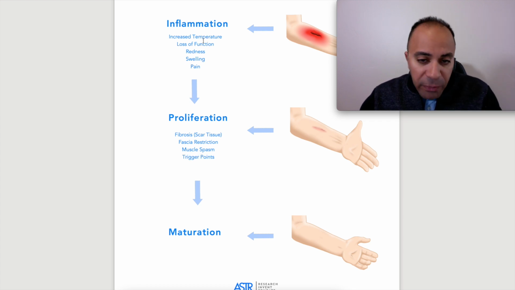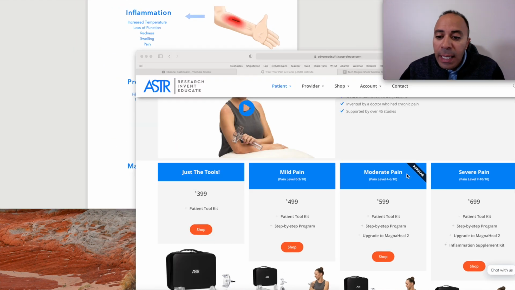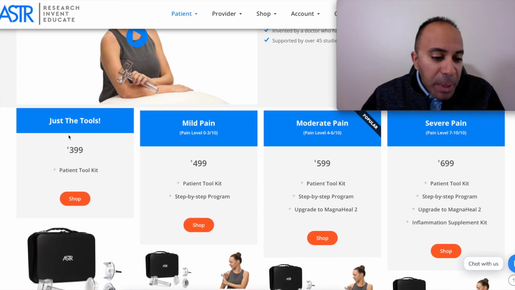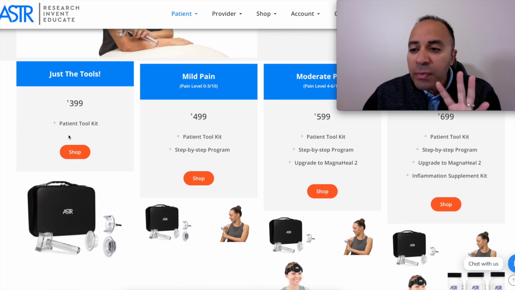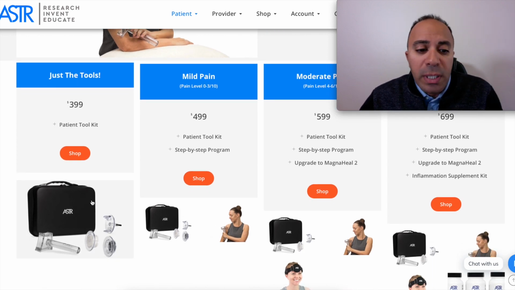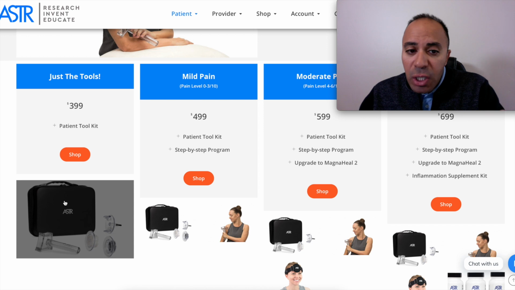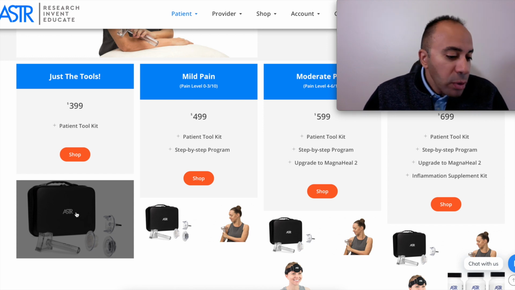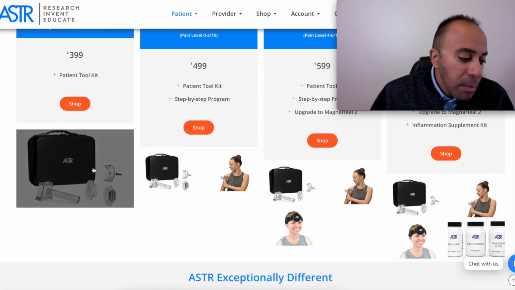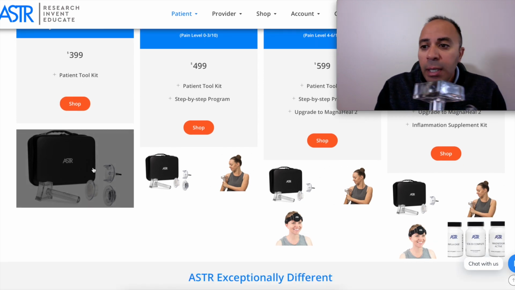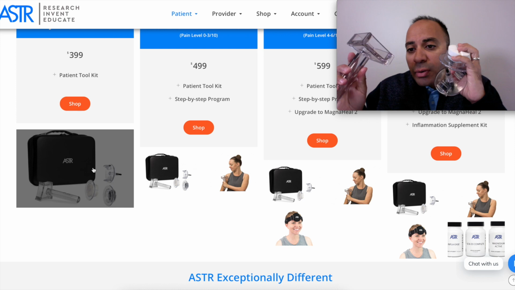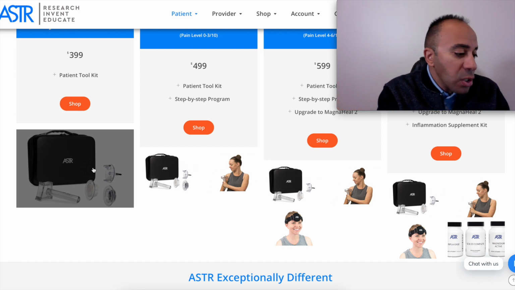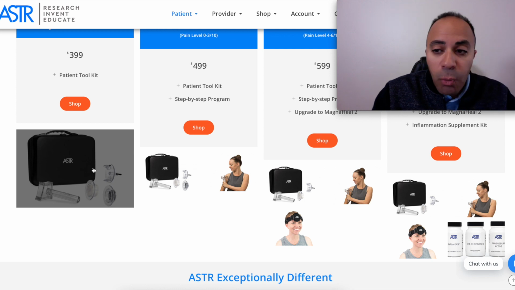To simplify it, I created the patient toolkit. The patient toolkit has the main four tools that work on inflammation and proliferation. As you see in this image, it has the four tools: superficial and deep scar tissue tools, superficial and deep fascia restriction tools, and the MagnaHeal 1.